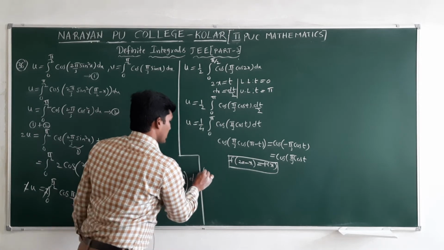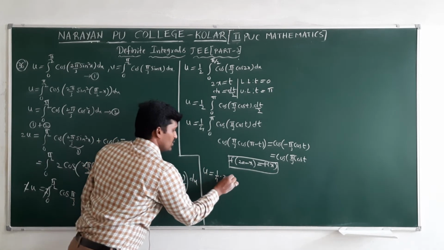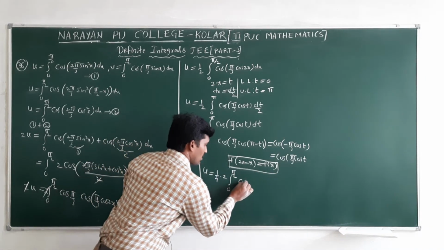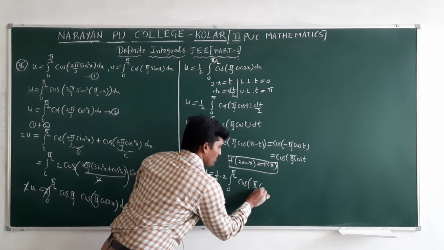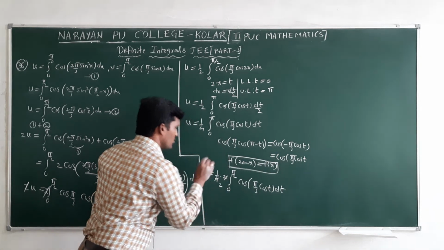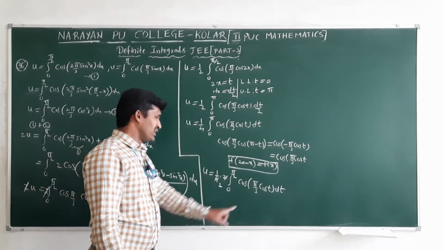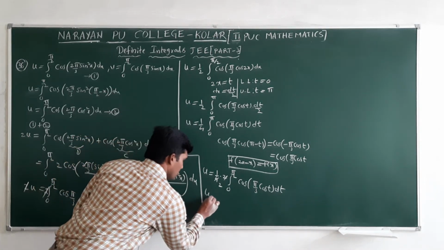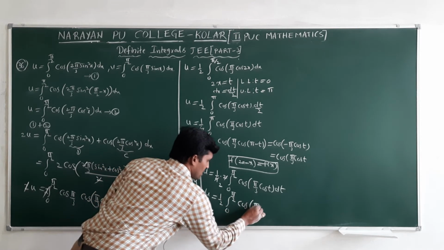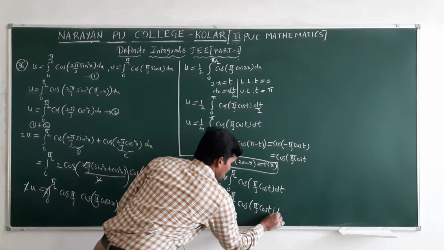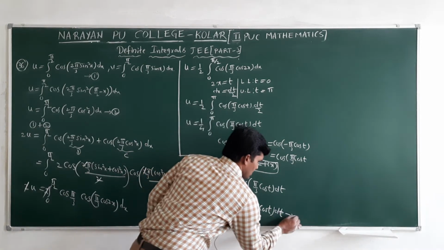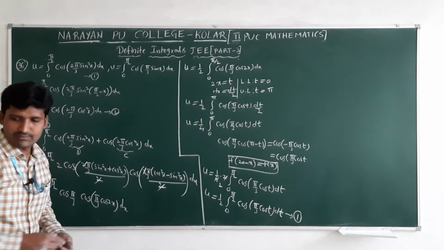That's why we can write this as 2 into integral 0 to pi by 2 cos of pi by 3 cos t dt. Here the 2 ones are, the 2 twos are, still it is not simplified. We need it in terms of sin. So here u is equal to what finally? 1 by 2 integral 0 to pi by 2 cos of pi by 3 cos t into dt. Now this is considered as equation number 1.